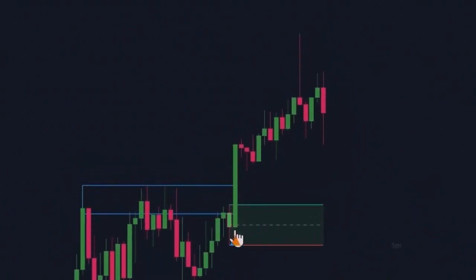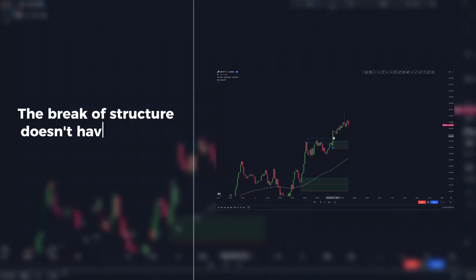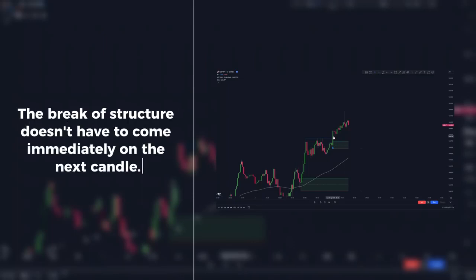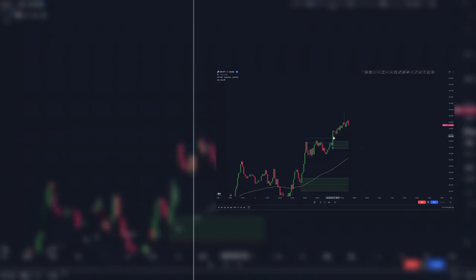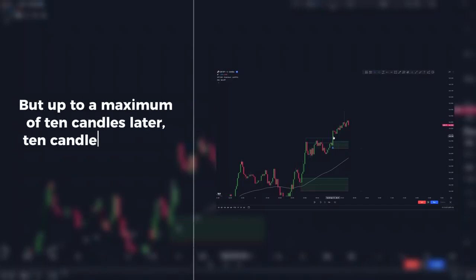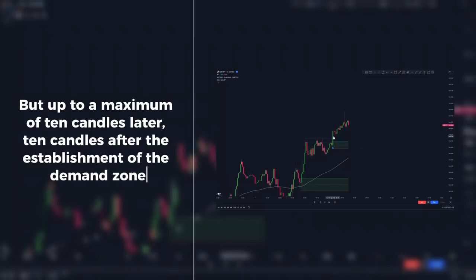level. This is what we're looking for, a demand zone to be established first, then followed by a break of structure. The break of structure doesn't have to come immediately on the next candle. It can be 3 candles later. It could be 4 candles later, but up to a maximum of 10 candles later. 10 candles after the establishment of the demand zone.